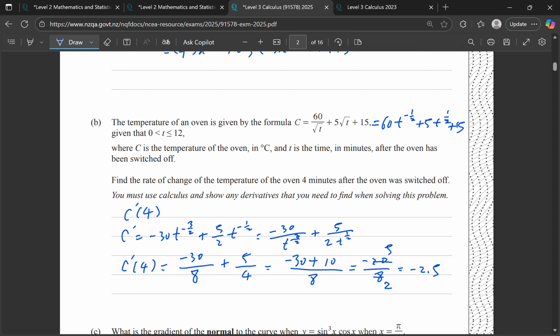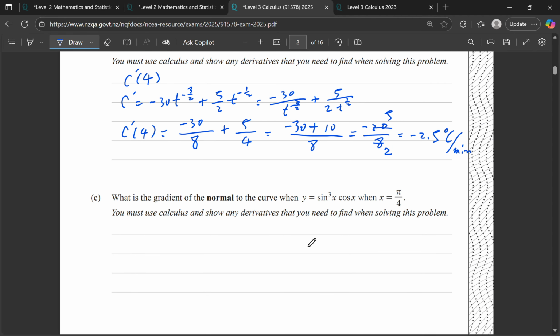So the rate of change is minus 2.5 degrees Celsius per, is it seconds? Minutes, sorry, per minute. That should be the answer. Cool.